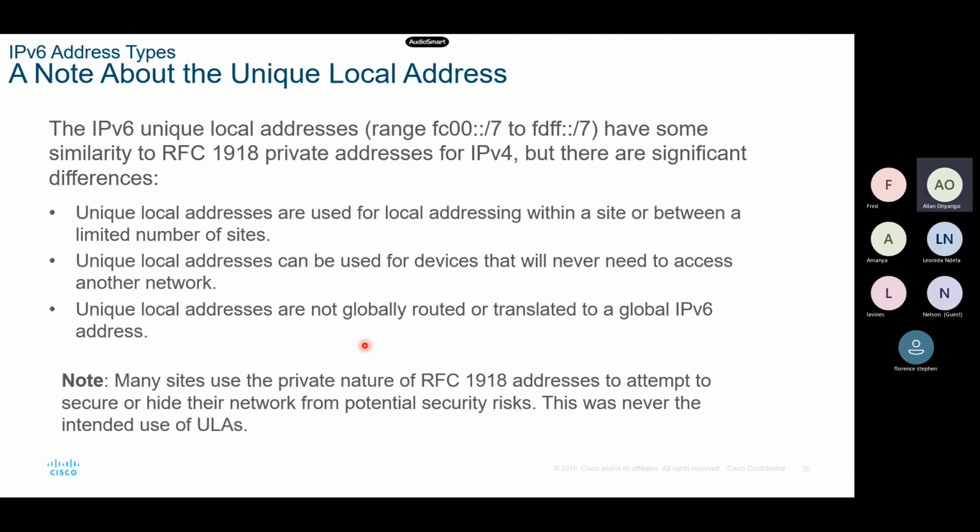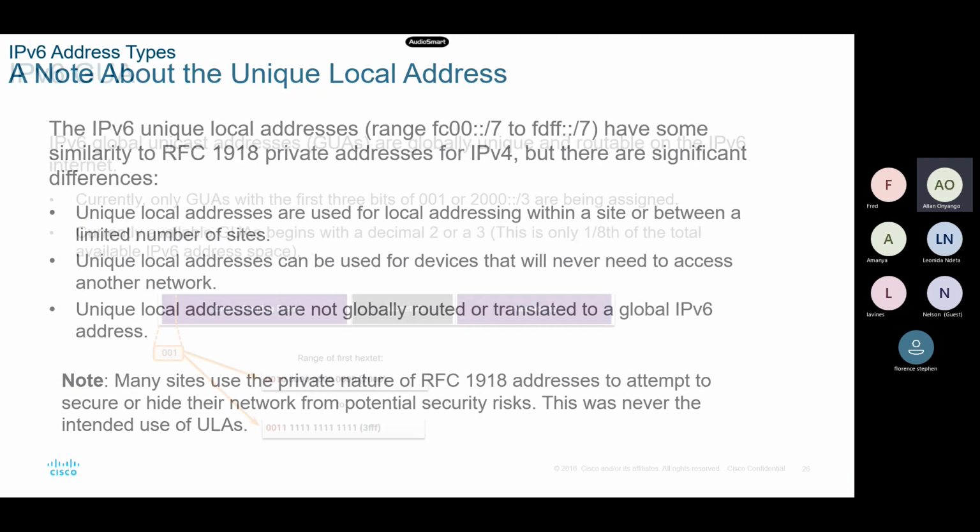Then unique local addresses are not globally routed or translated to global IPv6 addresses. And this is unlike private addresses, which are always translated to public IPv4 addresses. These are a few differences that we have with these devices. Now, one of the other reasons why we always use private addresses is to attempt to secure or hide our network from some risks, okay? But this was not the intention in unique local addresses. So you get to see some differences here and there, some of the things that make unique local addresses very unique.